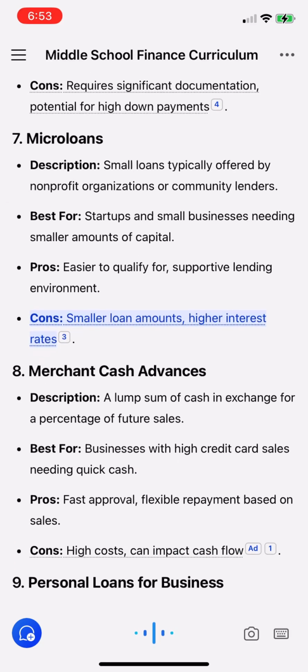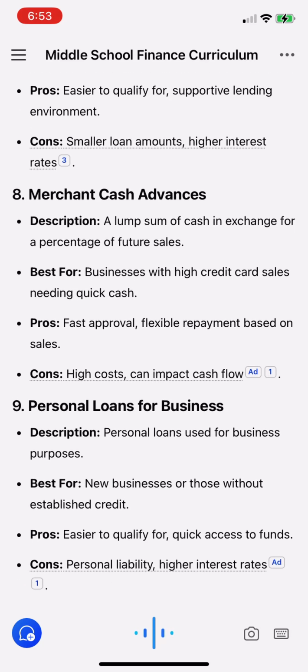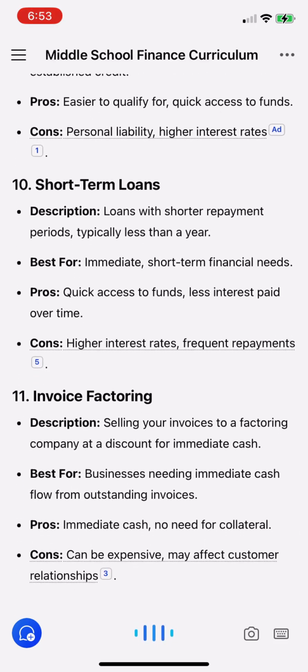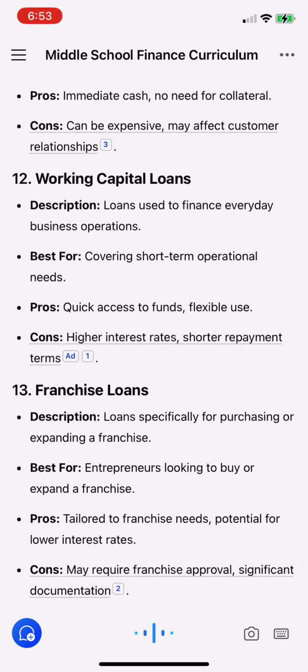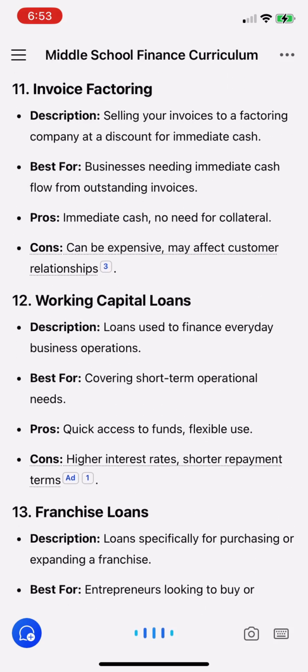7. Microloans. Description: small loans typically offered by nonprofit organizations or community lenders. Best for startups and small businesses needing smaller amounts of capital. Pros: easier to qualify for, supportive lending environment. Cons: smaller loan amounts, higher interest rates.